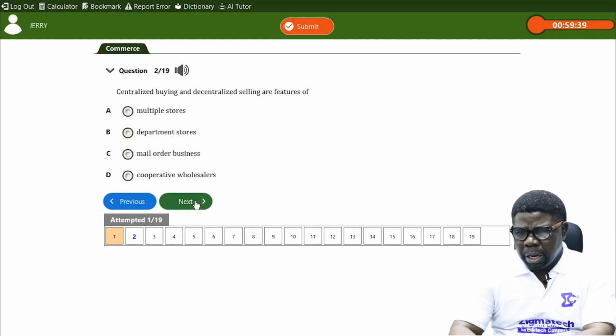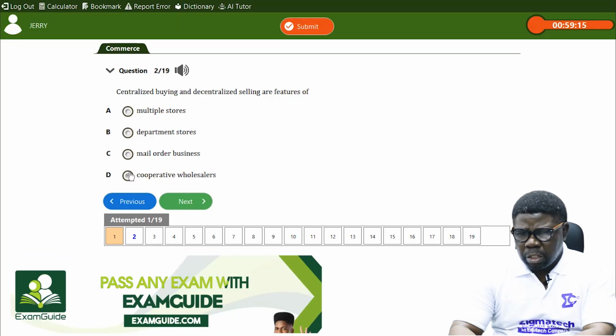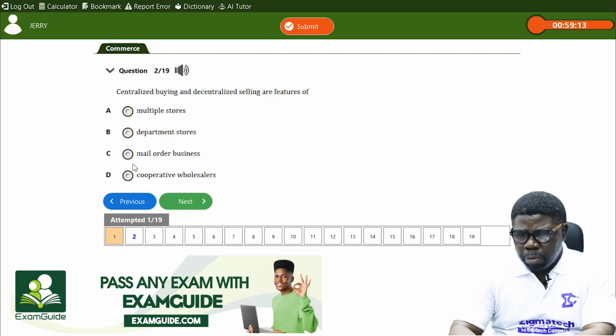Centralized buying and decentralized selling is a feature of multiple shop, departmental store, mail order business, cooperative society. Sorry, it's a multiple shop because they have centralized management. Okay, yes, multiple shop is our answer.